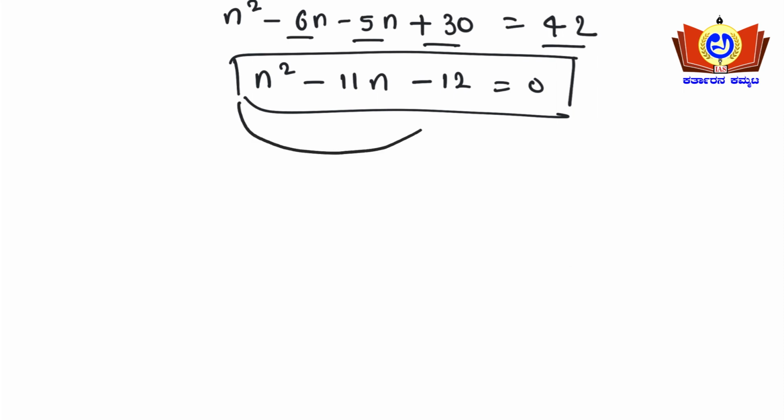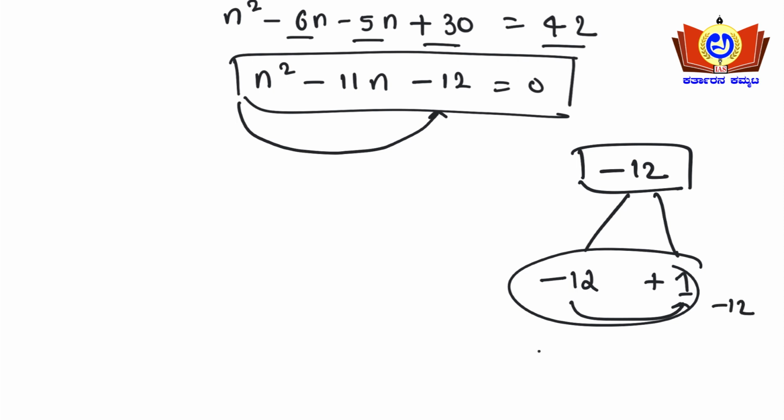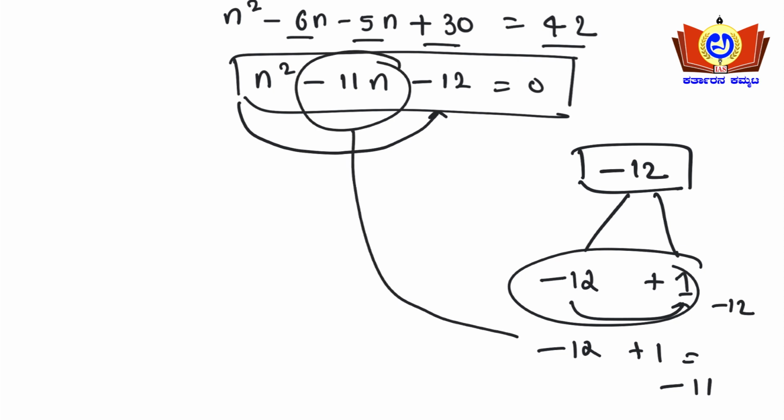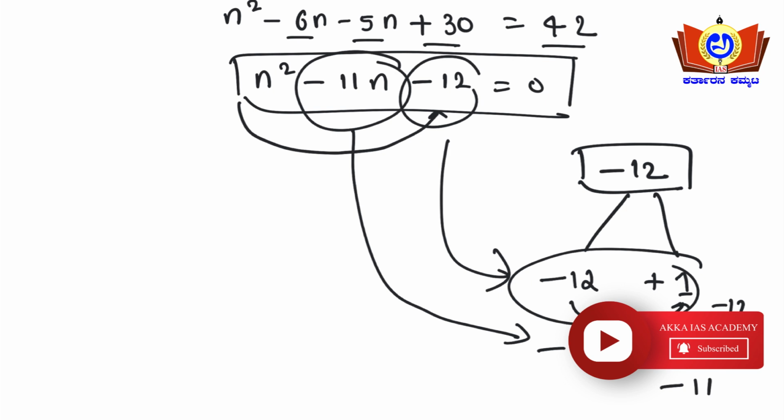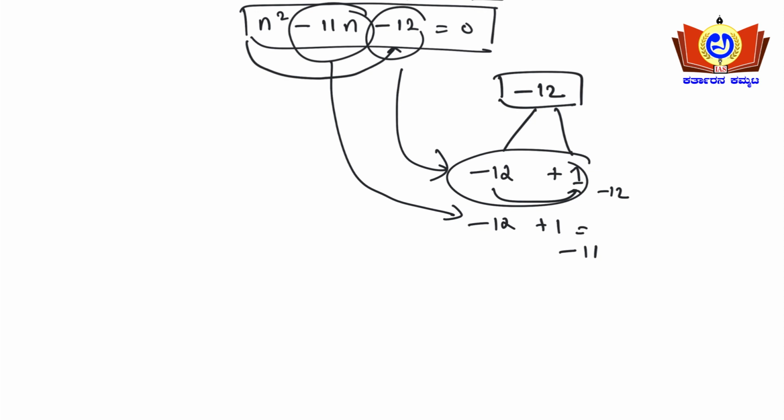So 1 into minus 12 is minus 12. We need to find two numbers which upon multiplying give minus 12 and upon addition give minus 11. So what are the two numbers here? That will be minus 12 and plus 1. Minus 12 into plus 1 is minus 12, and minus 12 plus 1 will be minus 11. So the middle term minus 11 I will be getting here, and minus 12 here. So I will be expanding this. n square minus 11n minus 12 equals 0. So n I will be taking common here.